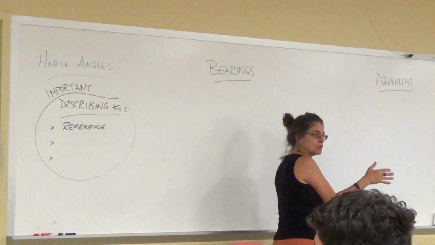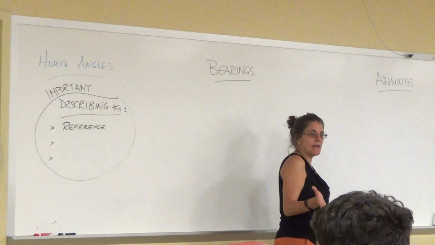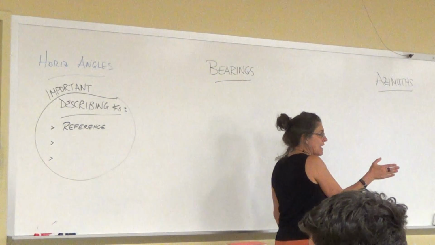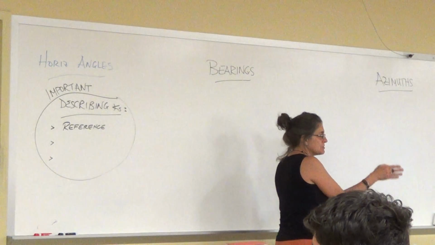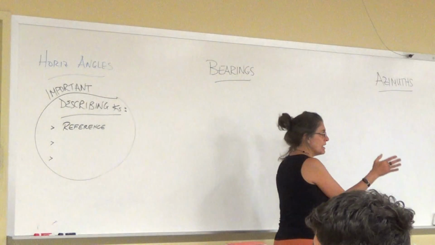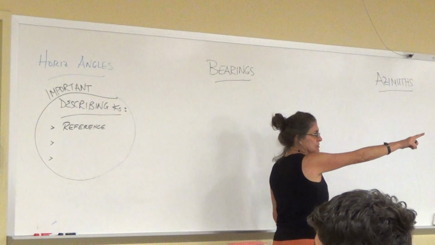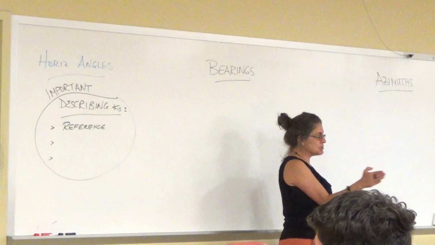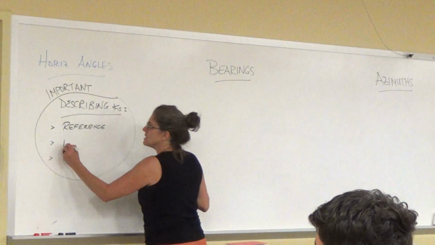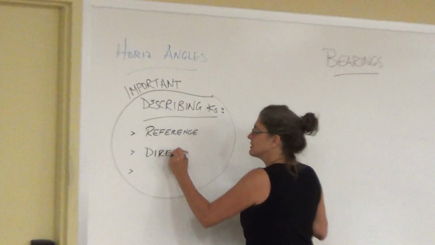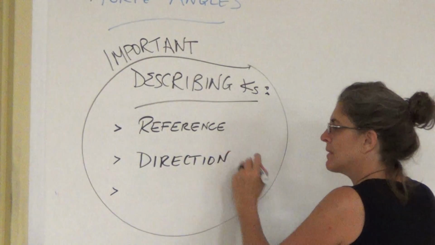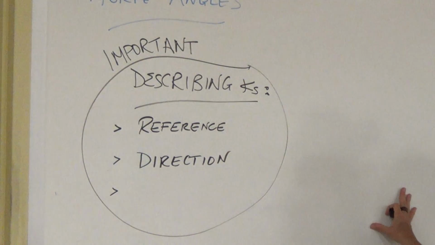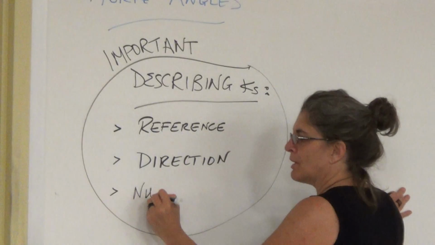If I want to measure a horizontal angle or a vertical angle, I have to have a line of reference. So if I'm trying to measure this angle here, if I drew a line from me to the corner there, that's my reference line. And then I want to turn it to the right. So the next thing is the direction. And the last one is the numerical value.